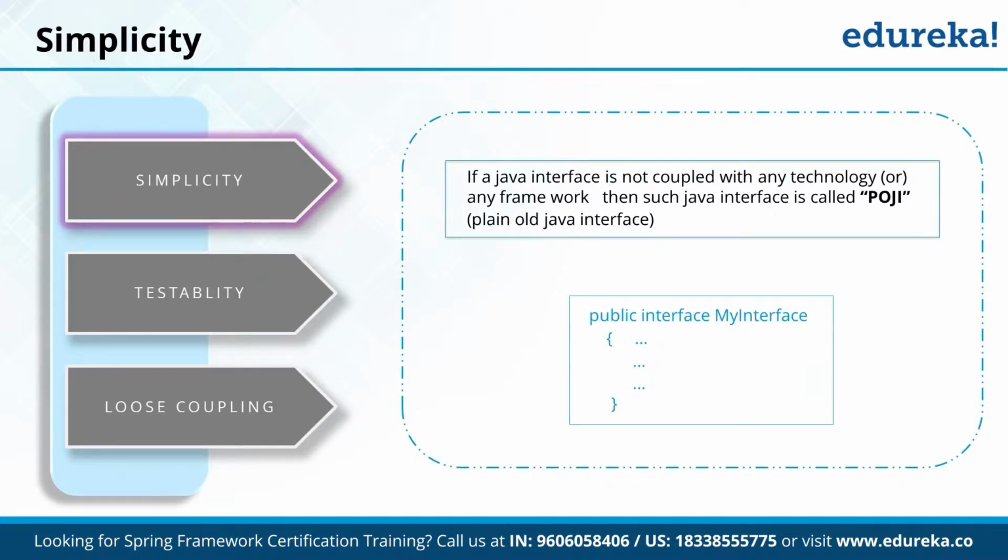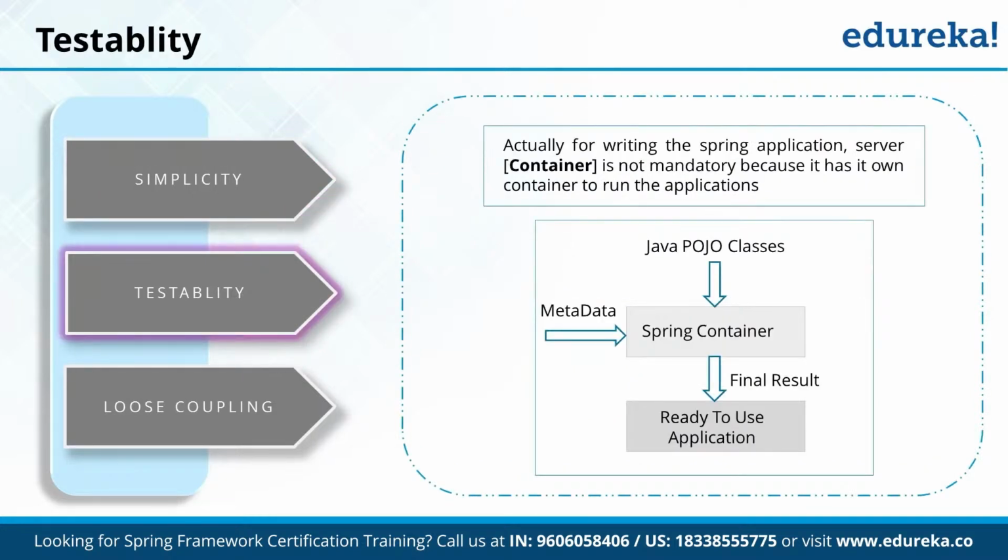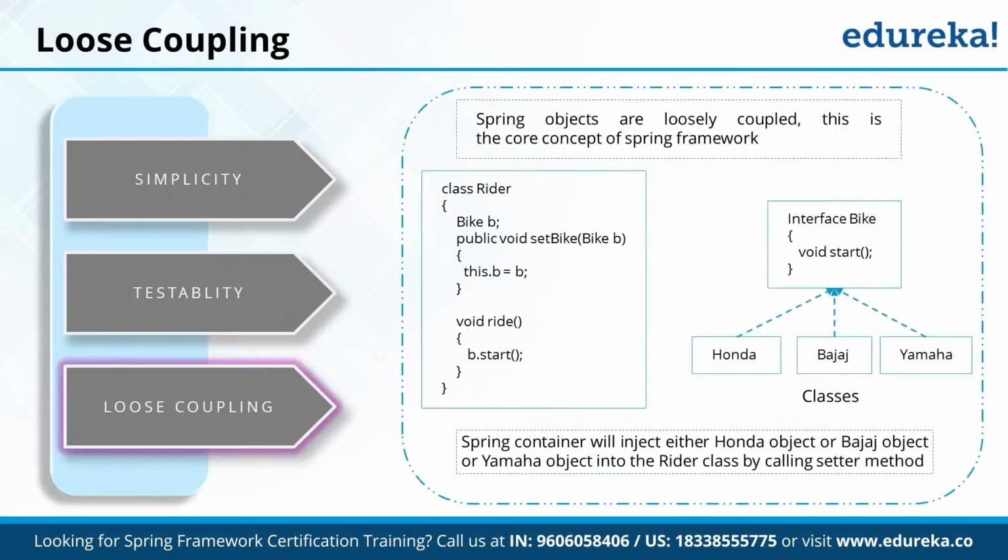Then we got something known as testability. The Spring Framework already has the testing layers available. For example, we got JUnit already integrated. So you can always perform a unit test or an integration test as per your requirement, right? This is where we can write our own test cases and test our own code. This is also a great feature available in the Spring Framework. Then we got loose coupling.